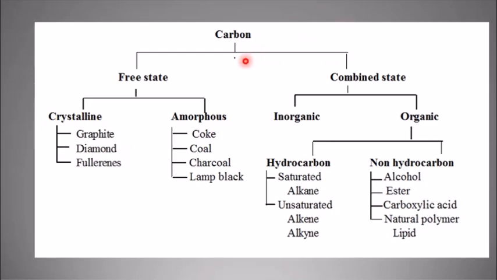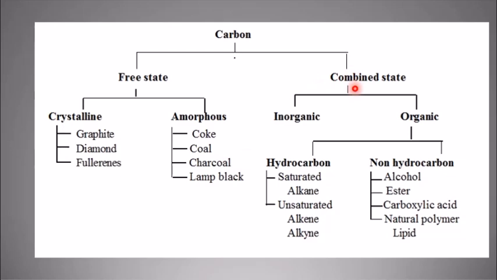So we had learned that carbon exists in two forms, that is in free state and the combined state. Now the free state can also be in two forms. It can be crystalline or non-crystalline, also called amorphous. Examples of crystalline are graphite, diamond and fullerene. Then we have the amorphous, or you can also say non-crystalline, like coke, coal, charcoal, etc.